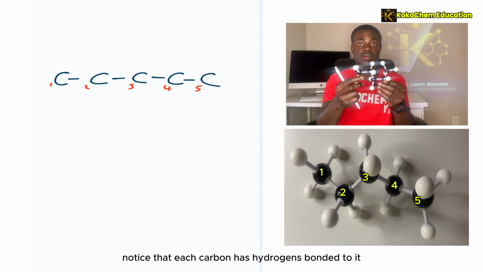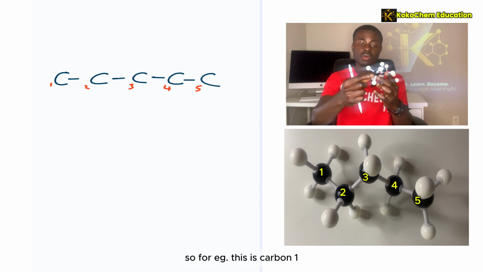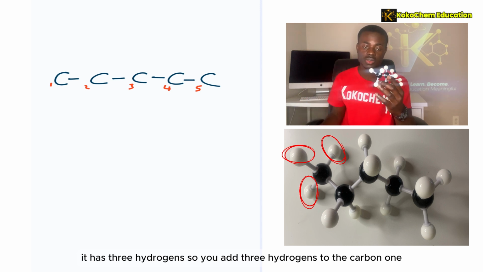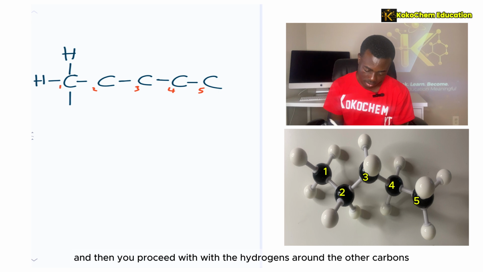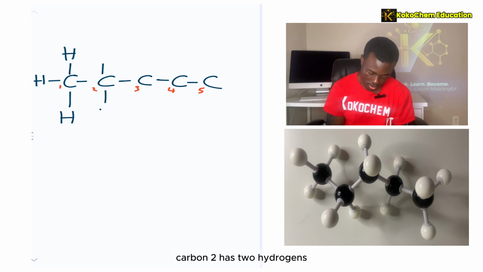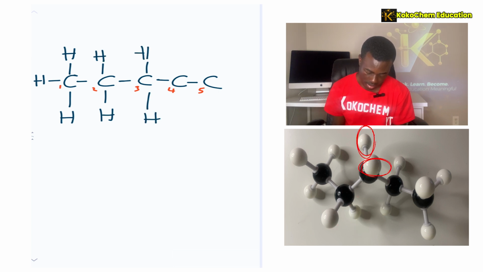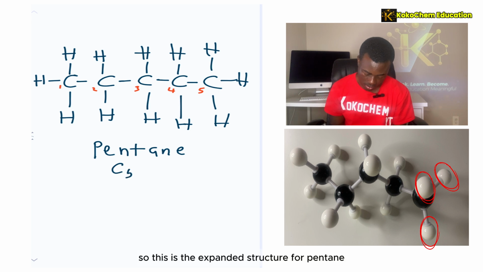Notice that each carbon has hydrogens bonded to it. So if we say this is carbon 1, it has 3 hydrogens. So you add 3 hydrogens to the carbon 1. And then you proceed with the hydrogens around the other carbons. Carbon 2 has 2 hydrogens. Carbon 3 has 2 hydrogens. Carbon 4 has 2 hydrogens. And carbon 5 has 3 hydrogens. So this is the expanded structure for pentane.